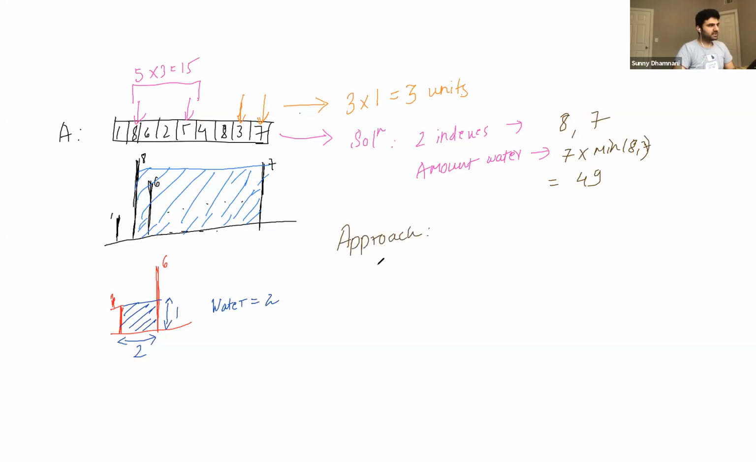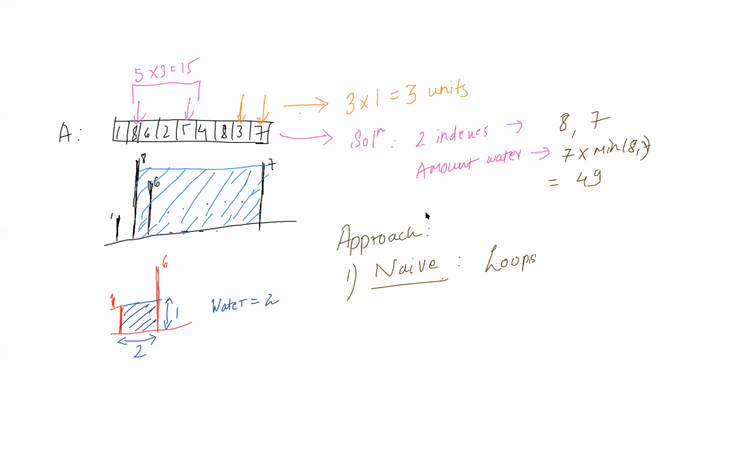Let's think of a very naive approach first. Let's not go into 2 pointers. Let's think of how you would do it if you just had the knowledge of loops. So take 2 for loops, find every possible volume, and then find the maximum. Does everybody follow that?